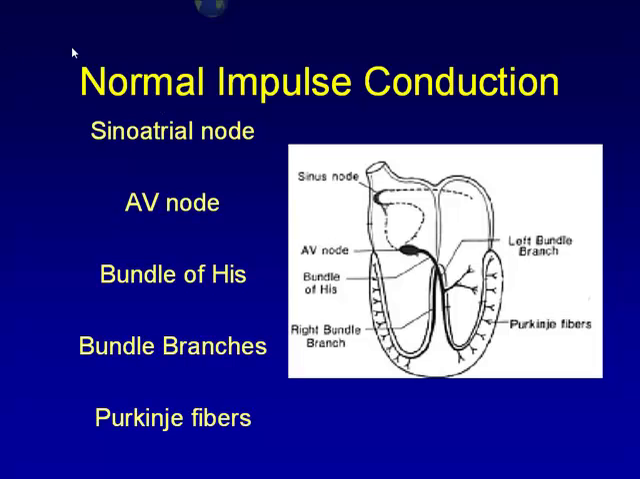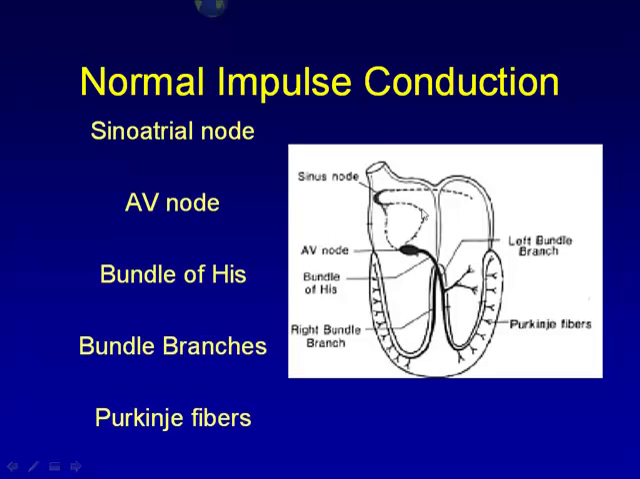So now we have to speak about a very important thing, which is the normal impulse conduction. The sinoatrial node. Where is the sinoatrial node? This is the sinoatrial node. This is a very important node inside the heart, which is the main pacemaker of the heart, that generates an action potential. This action potential goes to the wall of the atria and then also to the AV node and spreads all over the ventricles.